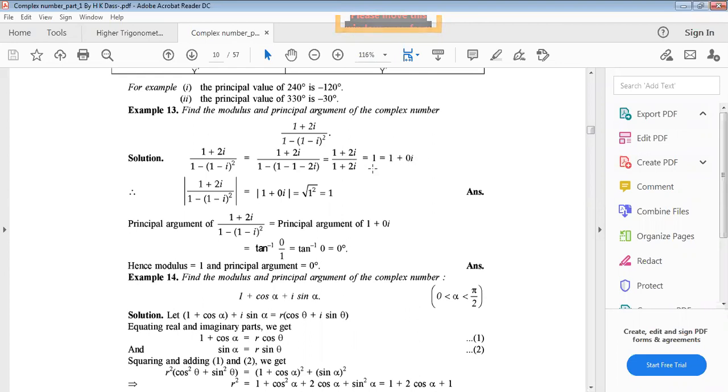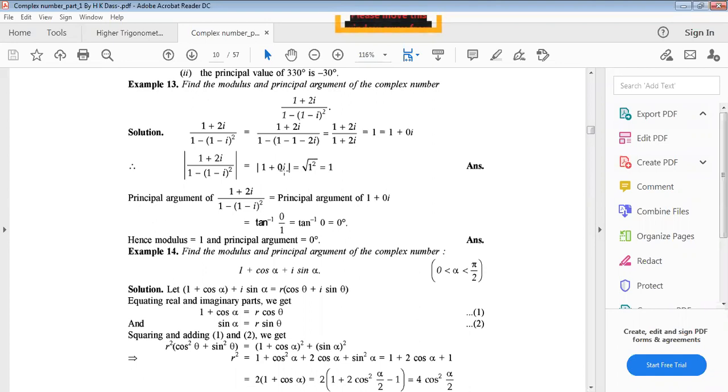But is only 1 a complex number? Not at all. So this 1 can be represented as 1 plus 0i, and this 1 plus 0i is a complex number. Now, what does modulus mean? Modulus means r, the absolute value of this complex number. R equals the square root of x square plus y square, that is 1 whole square plus 0 square, which is only 1. This is the modulus of the given complex number.